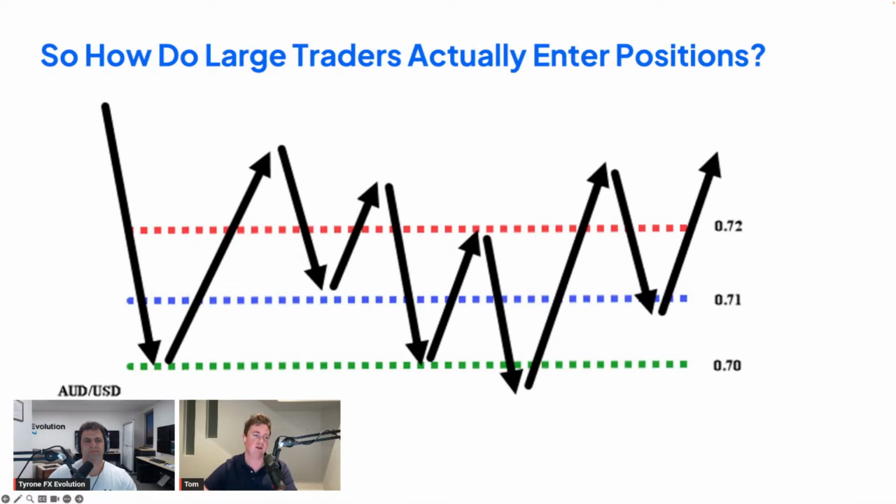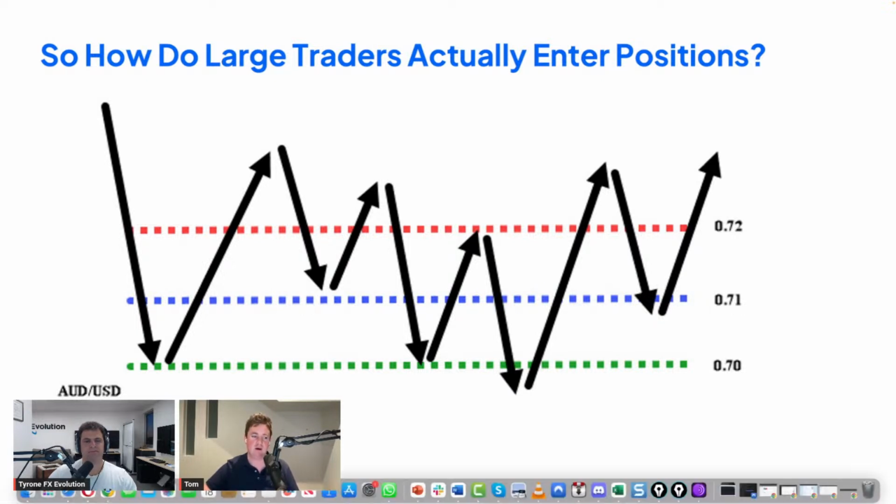Well, first up, I think, Tyron, we need to talk about how markets actually create a position. Now, stochastic indicators are often known to be used in a range-bound market. So how do we utilize the idea of a range-bound market? Well, we need to understand how a market actually forms a position.